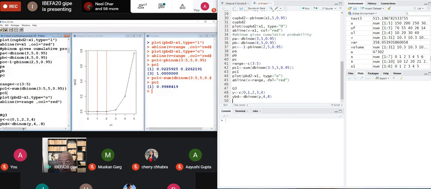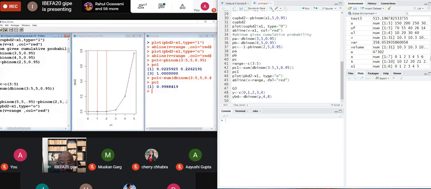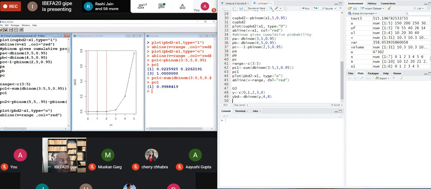Now, as you said, another method: probability for C, the second option, is P binom 5, 5, 0.95 minus P binom 2, 5, 0.95. That is the algebra. See the answer.